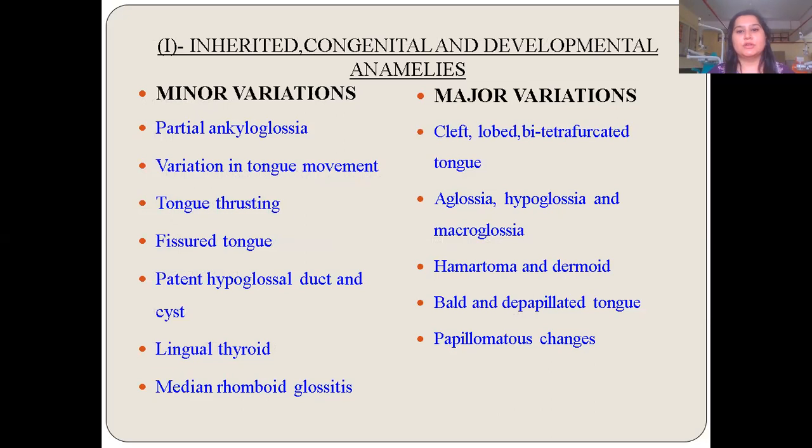Major variations include cleft tongue, bifid or trifurcated tongue, aglossia, hypoglossia, and macroglossia, hamartoma and dermoid cysts, bald and depapillated tongue, and papillomatous changes.